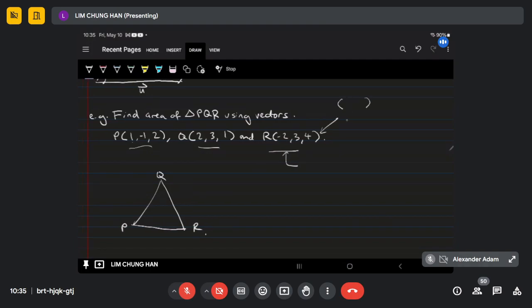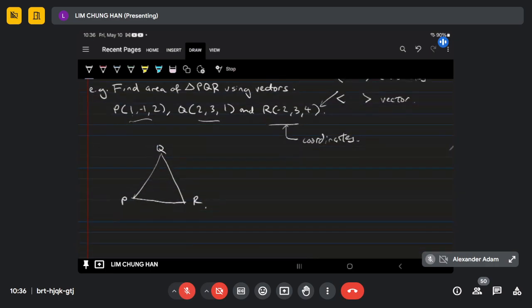Are the brackets rounded or are they sharp? Rounded. Yeah, rounded. When they are rounded, are they vectors or coordinates? Coordinates. Yeah. It's only vectors if it's sharp bracket. So these are all coordinates. So you have to convert them to vectors first. You cannot just multiply them straight away.